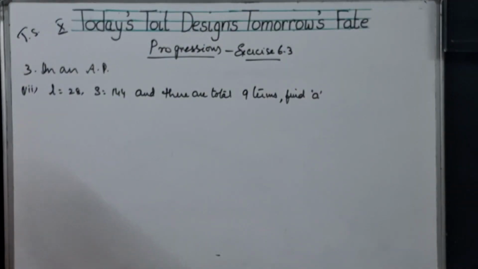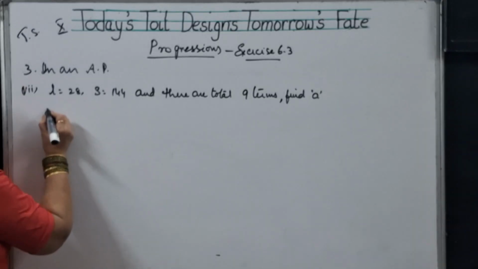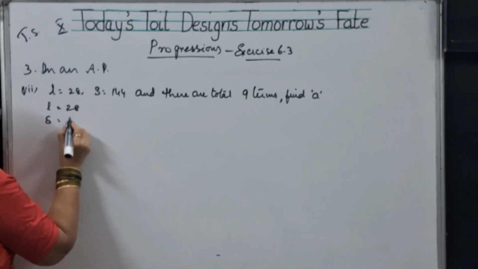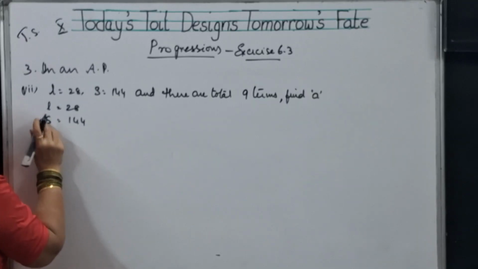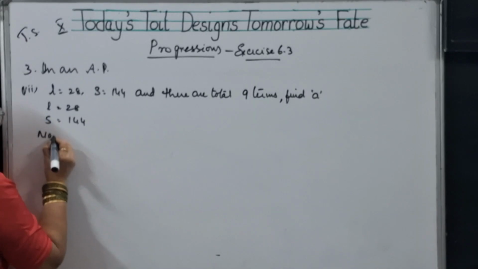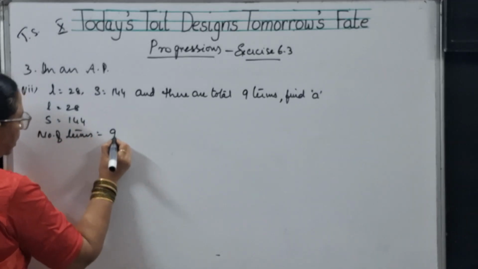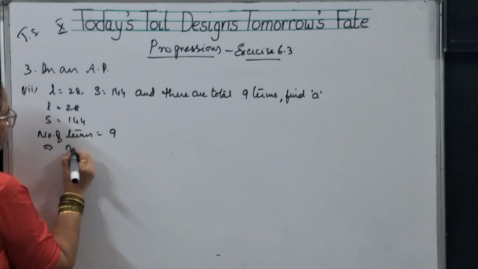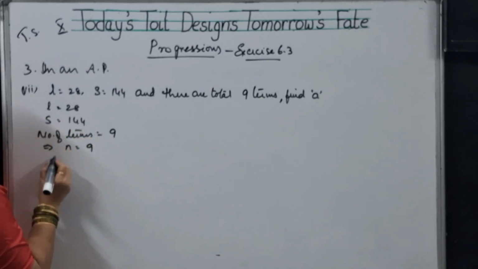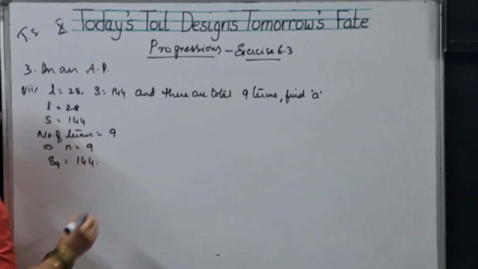Now, seventh bit children, l, the last term, is given as 28, and S is 144. S means what children? Sum of the terms. And what have they given? Number of terms is equal to 9. What does this imply? n is equal to 9. So that means the sum of 9 terms, S9, is equal to 144.